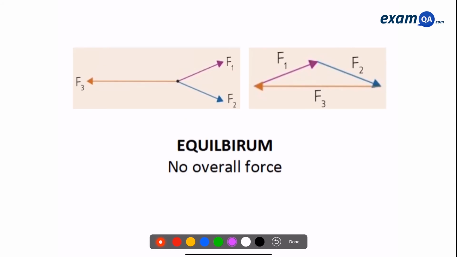Now, equilibrium means when there's no overall force. So there are 2 examples of equilibrium. In this example, you can see that all the arrows are going from tip to tail. Here, there's no overall force.